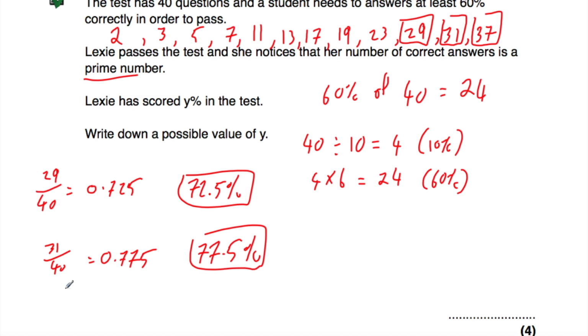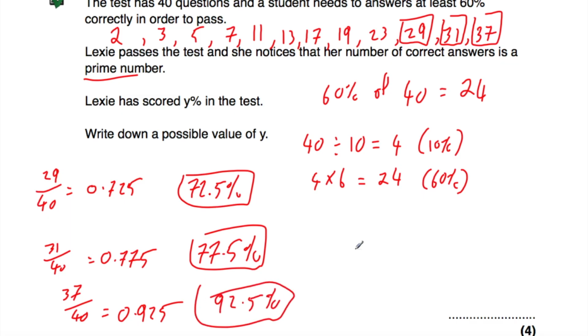Or finally, 37. So 37 out of 40. And if we do 37 divided by 40, we get that's equal to 0.925. So it's going to be 92.5%. So that means that 92.5 is another possible answer. So write down a possible value for Y. You just need to choose one of those answers, and that's it.